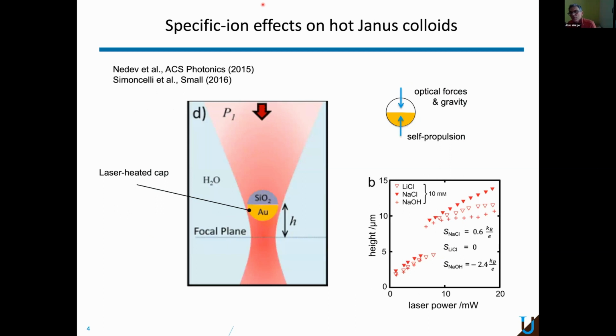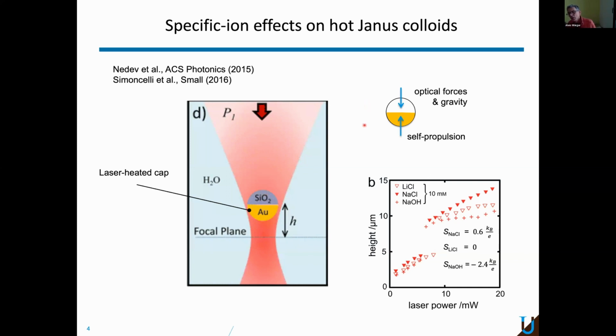They show some specific ion effects, for example, here on hot Janus colloids. This was done by the Feldman group in Munich a few years ago. What they did was trap one of these silica and gold-capped Janus particles in a laser beam. And they observed the vertical position of the particle with respect to the focal plane. In the simplest case, you would expect the particle is trapped in the laser and is attracted to the focal plane and should be here. And so they found that quite generally the particle is above the focal plane.